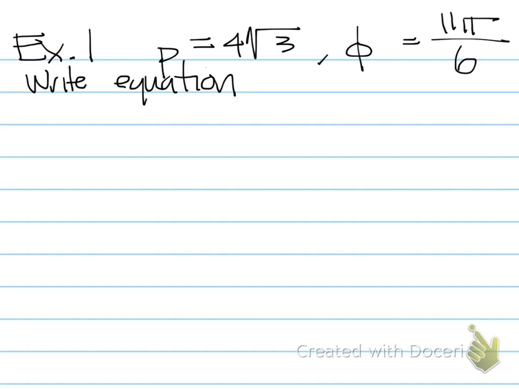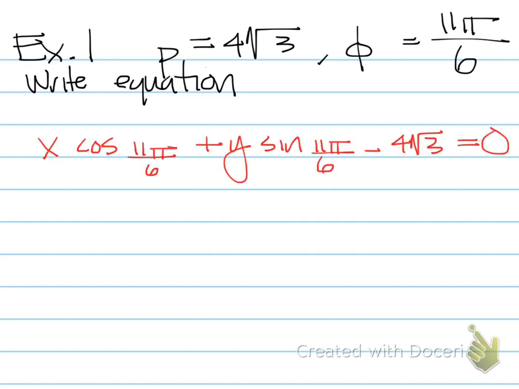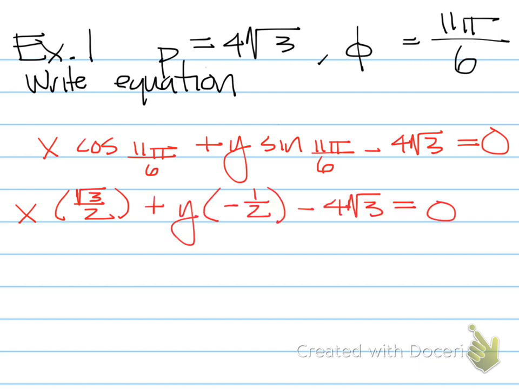Alright, so we're given the value of p and phi, and we want to write the equation in normal form. So we plug in 11 pi over 6 for both phi's. Then we plug in 4 root 3 for p. And then cosine of 11 pi over 6 is root 3 over 2. Sine of 11 pi over 6 is negative 1/2. And then we just write the rest of the equation.